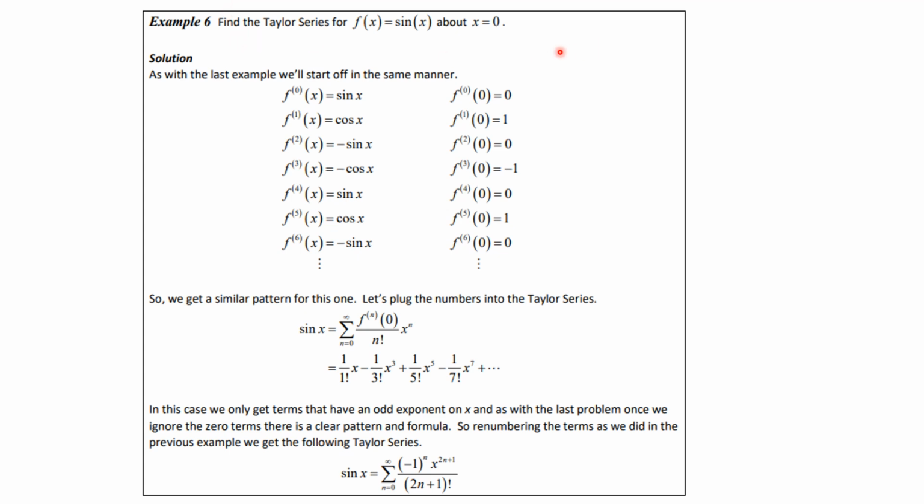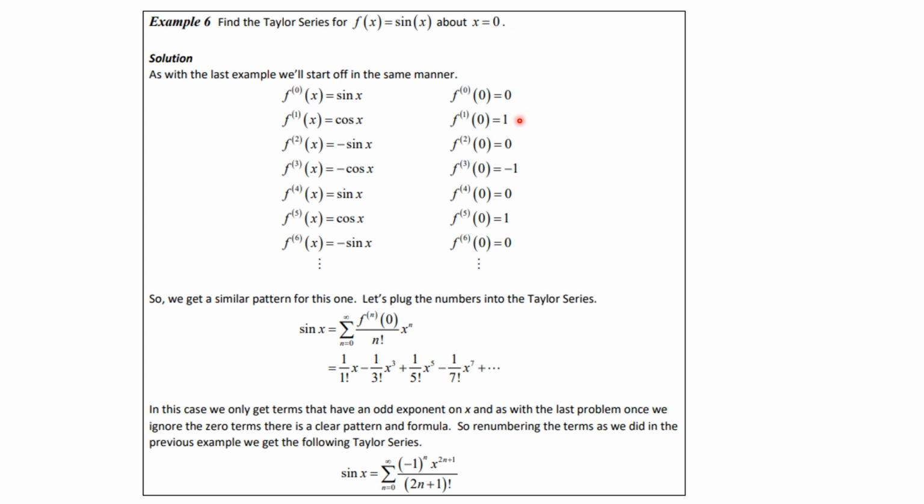Let's do another problem. I forgot to put the little signal here, but I think you should know that by now. Find the Taylor series for f of x equals sine of x, about x equal to 0. So we start out with our calculations. Now there's some similarities and there's some differences. This time, and you might remember the sine of x is an odd function, the even derivatives are 0, but the odd derivatives are not.